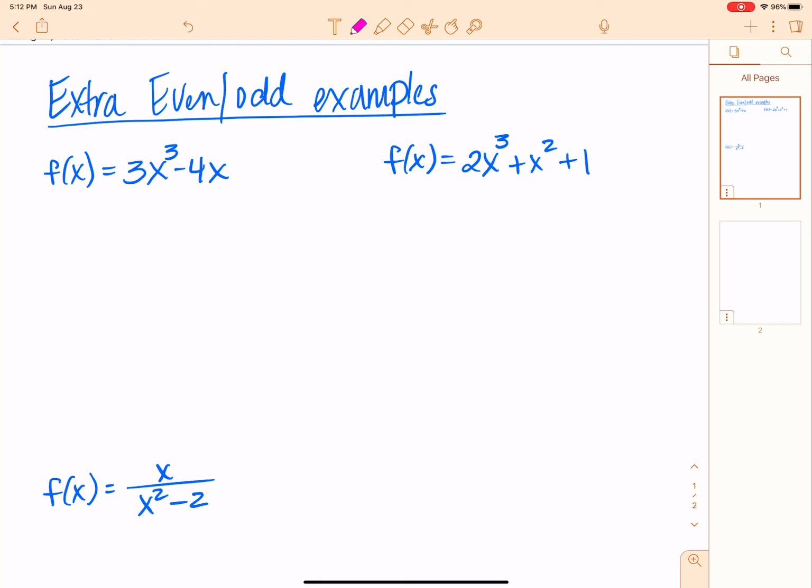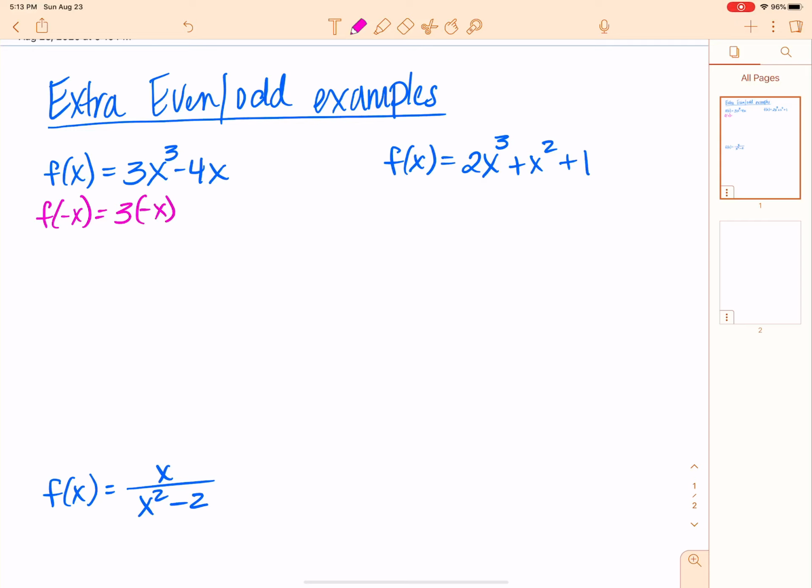Well, we are always going to start by finding f of negative x, just like I did on those last examples. So everywhere you see an x, you will plug in, or substitute in, sorry, that's the right math way to say it. You'll substitute in your negative x, and then you'll just simplify it. So let's do that.